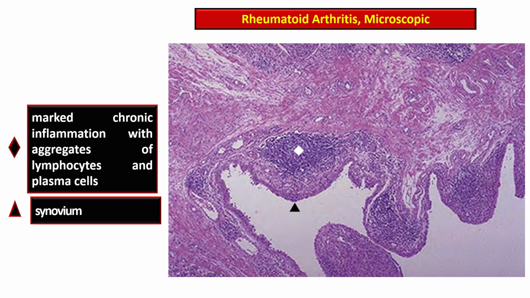The rheumatoid arthritis microscopy shows marked chronic inflammation with aggregates of lymphocytes and plasma cells that are lying just beneath the synovium. There is proliferation of the synovium, and this creeps onto the bone surface and cartilage, and this proliferative structure is termed pannus.